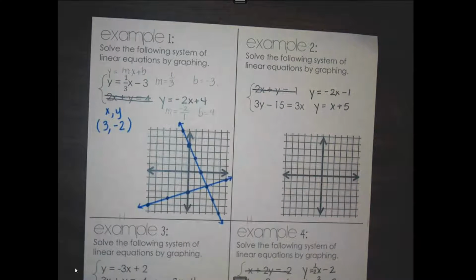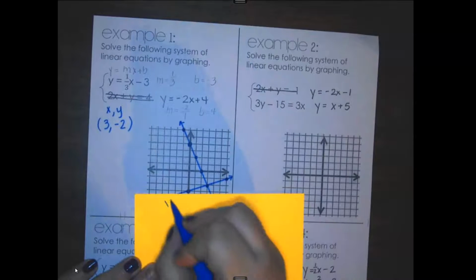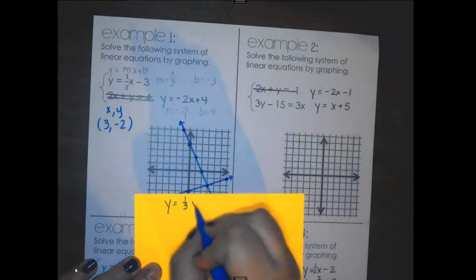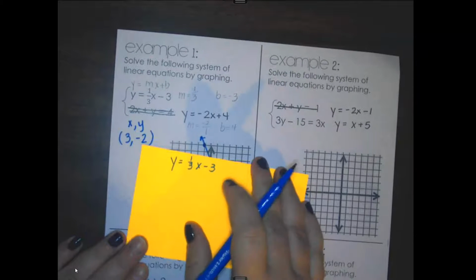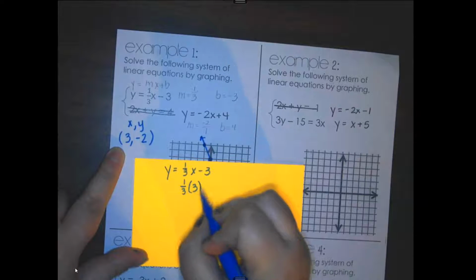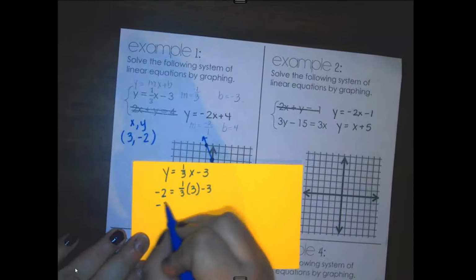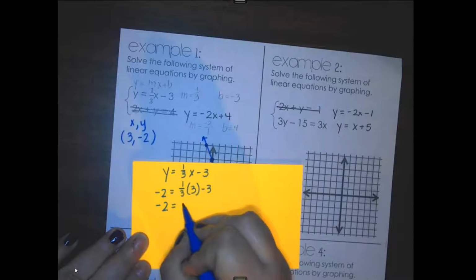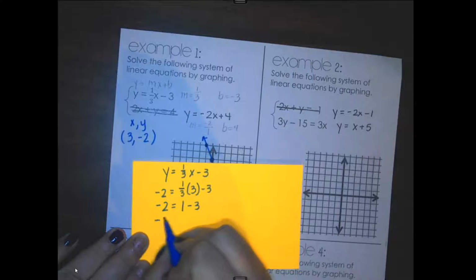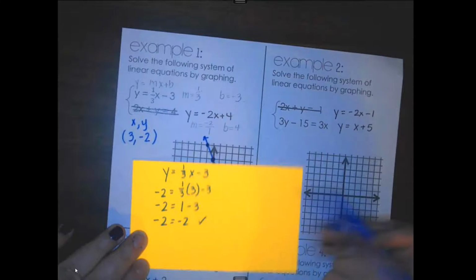All right. Now, I don't want you to write this next part down. I just want to show you how that works. So, I have the equation y equals 1/3 x minus 3. And I have x is 3, so I'm going to replace that x with a 3. And my y is a -2. 1/3 times 3 is just 1. 1 minus 3 is -2. So it was true. So it worked for that one.